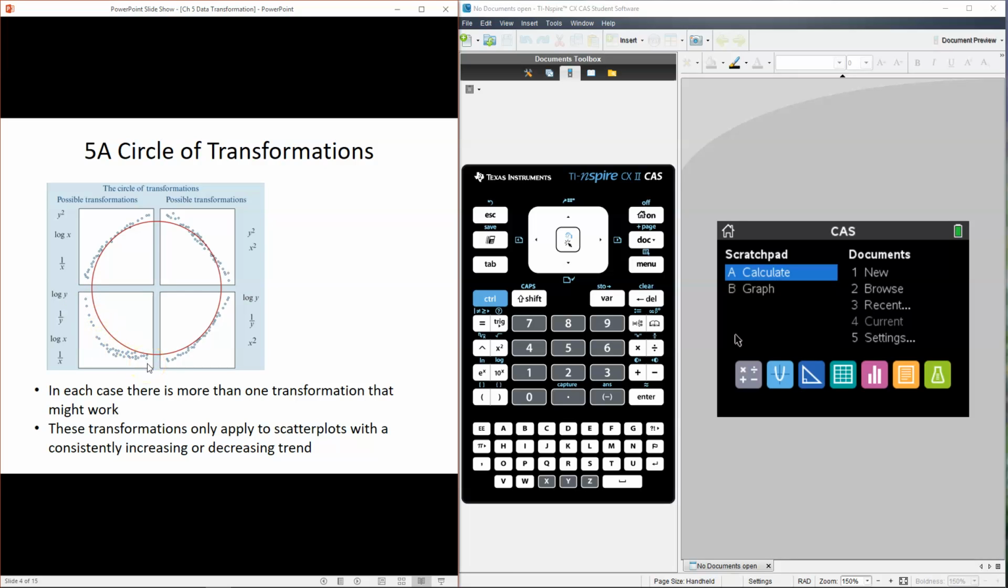So for that data, if we want to transform or linearize that, we could use log y, 1 on y, which is the reciprocal transformation, log of x, or reciprocal of x. So there's actually 4 different transformations that we could try to linearize that data.